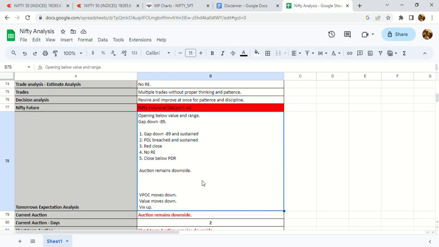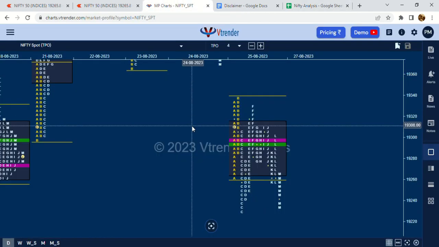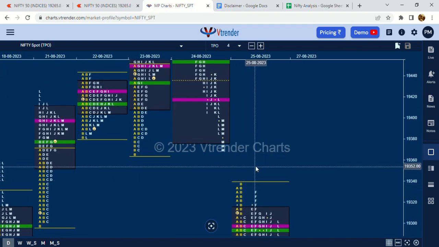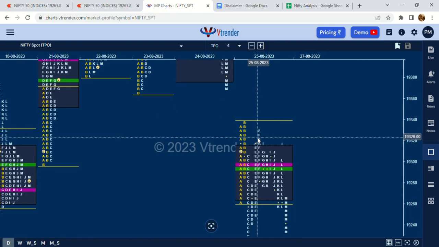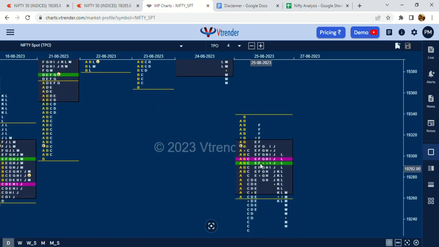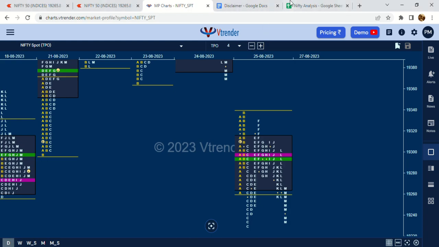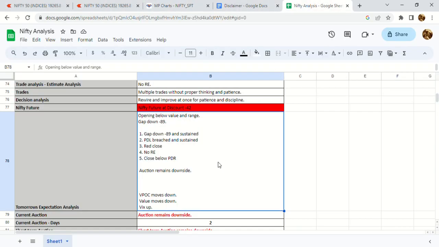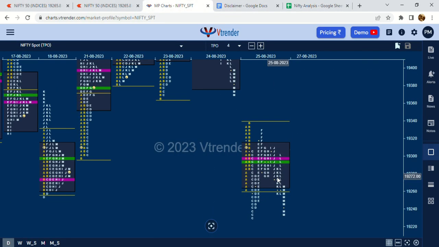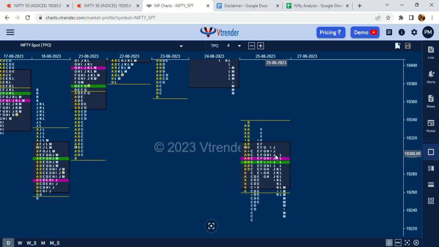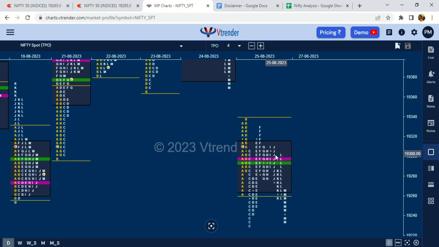Then there was a gap down of 89 points, that is also sustained. This PDL, previous day low level, was breached at the opening itself, and it was sustained. So there was a negative close. There was no range extension. The market closed within this initial balance range only. So clearly there was no presence of any long-term buyers or sellers, no range extension.